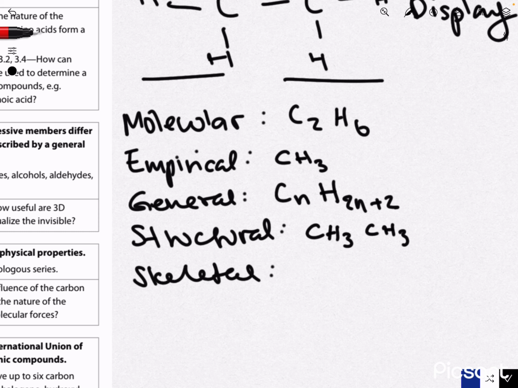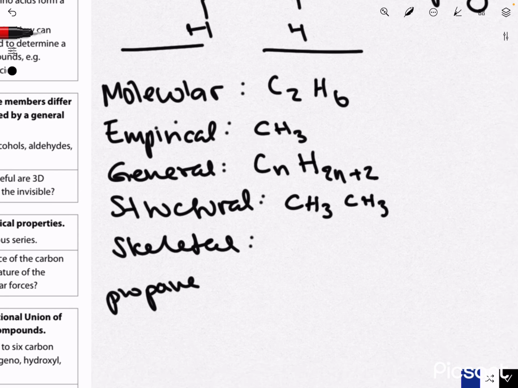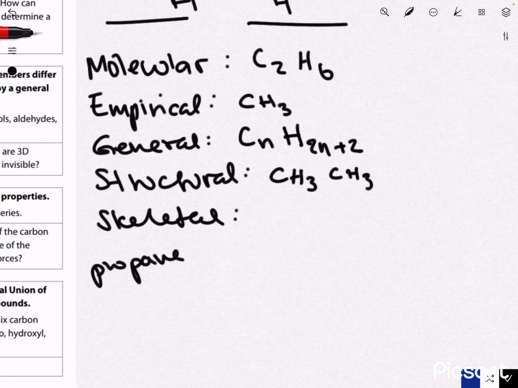So the skeletal formula, let's do propane instead of ethane, because it simply is a little bit easier to visualize. In your skeletal formula, you use lines to represent the bonds between elements, and at the end of each line, or at every bend of the line, those points represent a carbon. So propane will be 3 carbons, meaning that we have 1, 2, 3. That is the skeletal formula for propane.